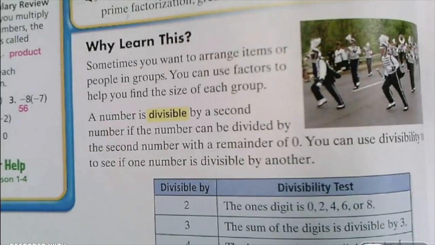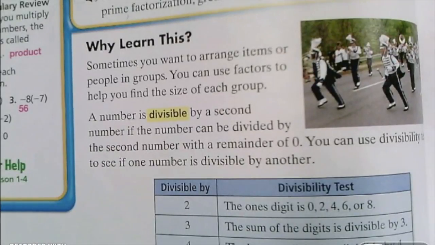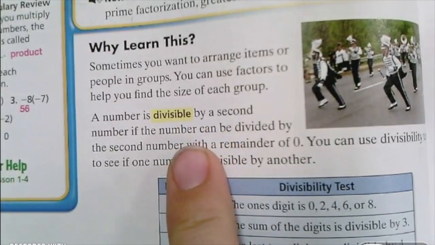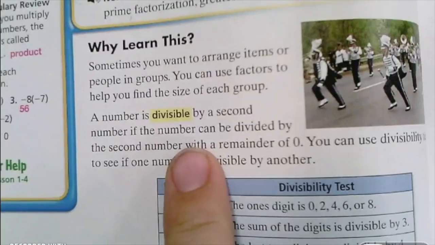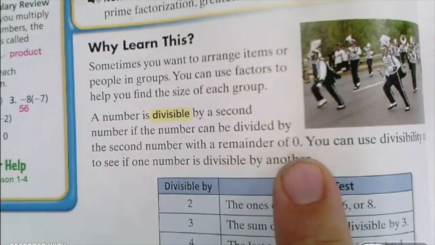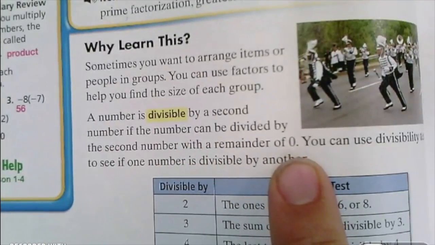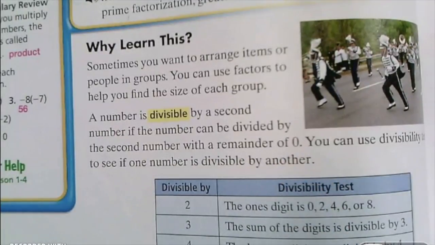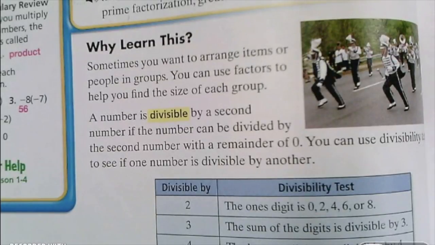8th graders. All right, here is the first lesson on L2-1, and it's on factors. So your first keyword here is divisible. A number is divisible by a second number if the number can be divided by the second number with a remainder of 0. In other words, it's like the divisor. When we talk about divisible, the divisor is the number something's being divided by, and if it works out equally, then it is divisible by that number.